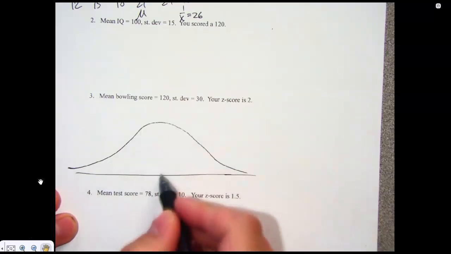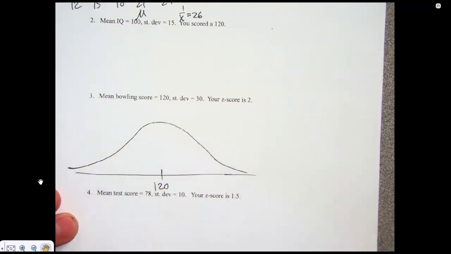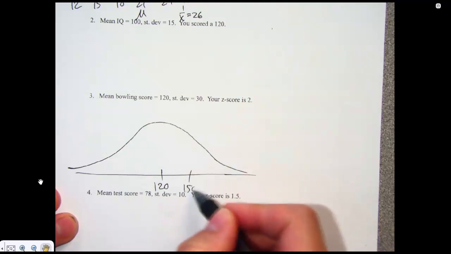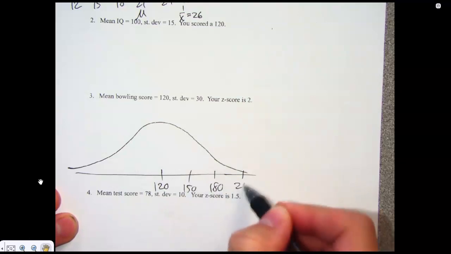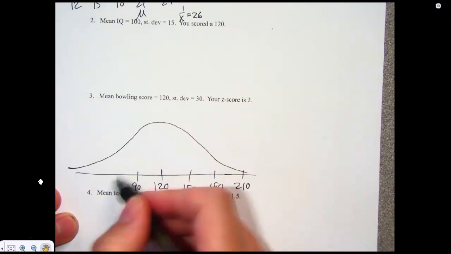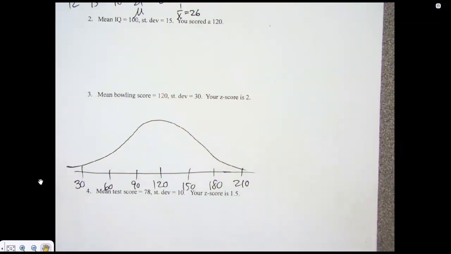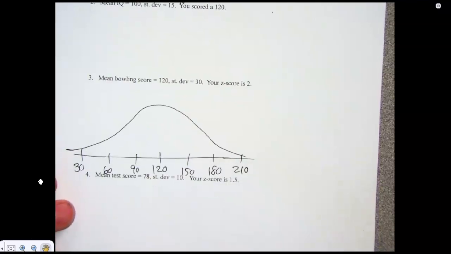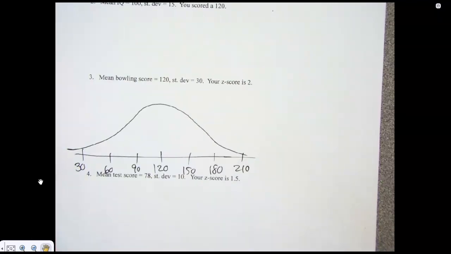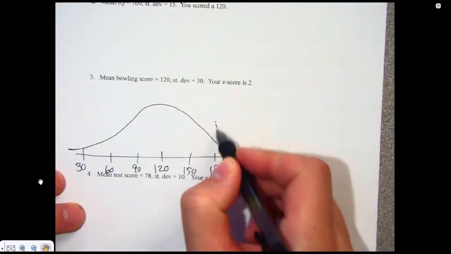So I got a mean of 120. I'm on number 3 now. Mean of 120. Standard deviation's 30. So you're going up 30 3 times and down 30 3 times. And your z-score is 2. So this lands right on one of the numbers, right? So my z-score is 2.